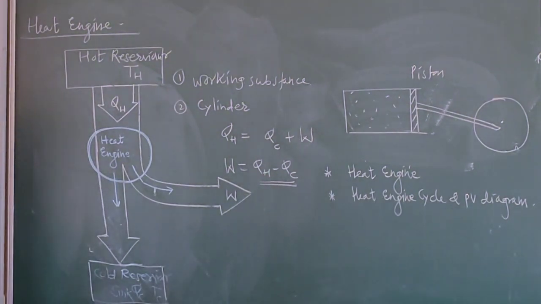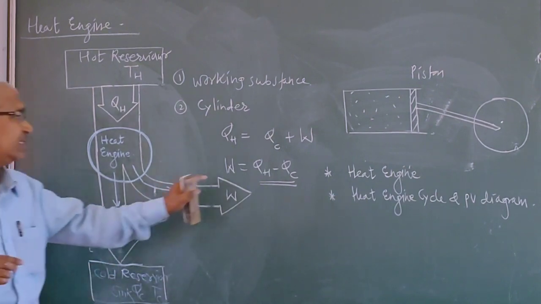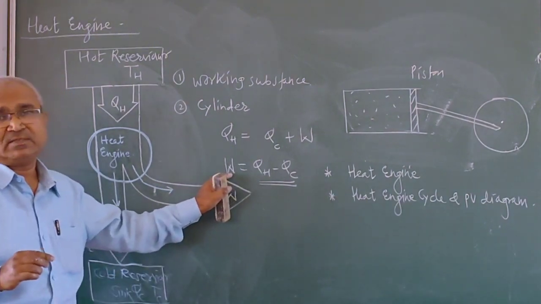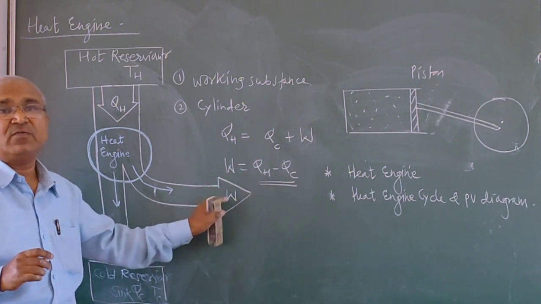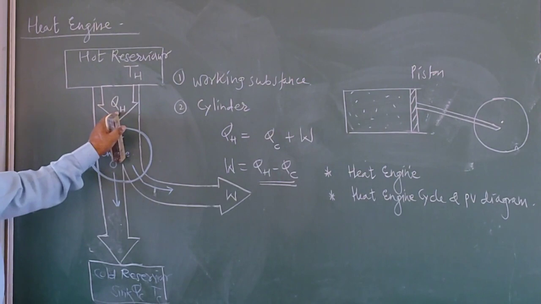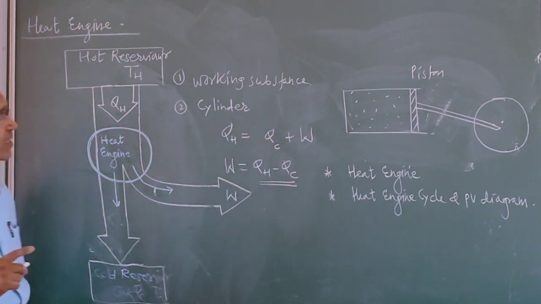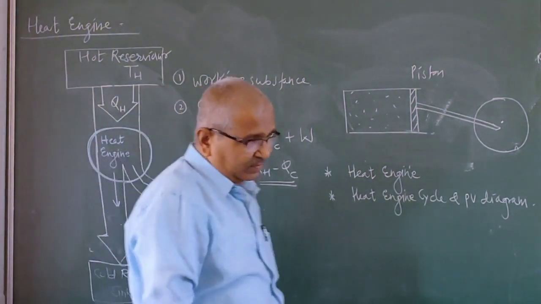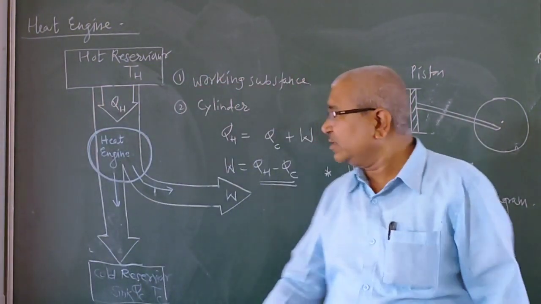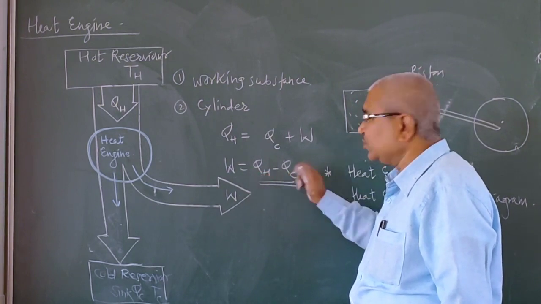Heat supplied to the system and heat exhausted towards the cold reservoir. This much amount of work is done. So this work is always smaller than provided heat. So this is all about the construction and working of heat engine. And we get the formula W is equal to QH minus QC.